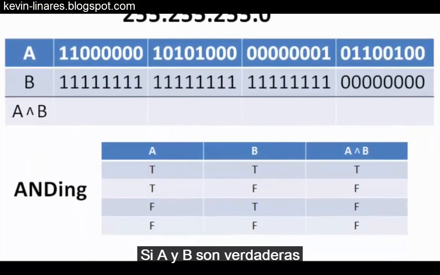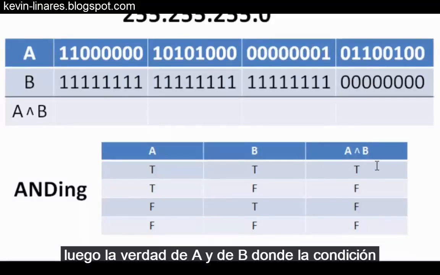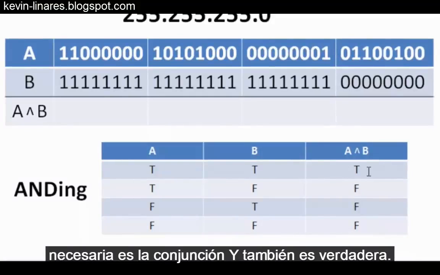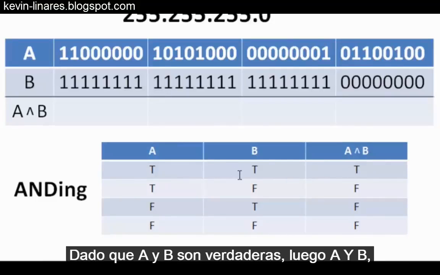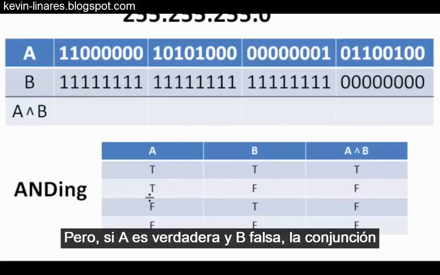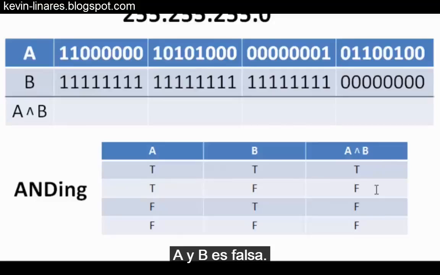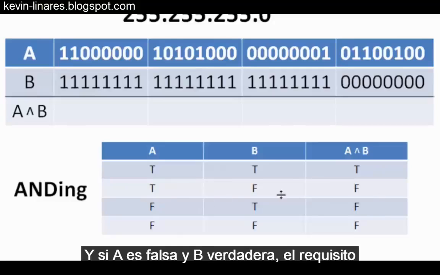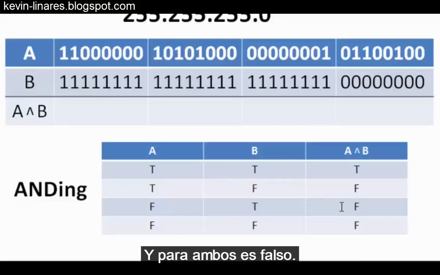If A is true and B is true, then the truth of A and B, with the necessary condition being the conjunction and, is also true. Since A is true and B is true, then A and B, the requirement and, meaning both of them, is also true. But if A is true and B is false, then the conjunction of A and B is false. And if A is false and B is true, then the requirement of and for both of them is false.